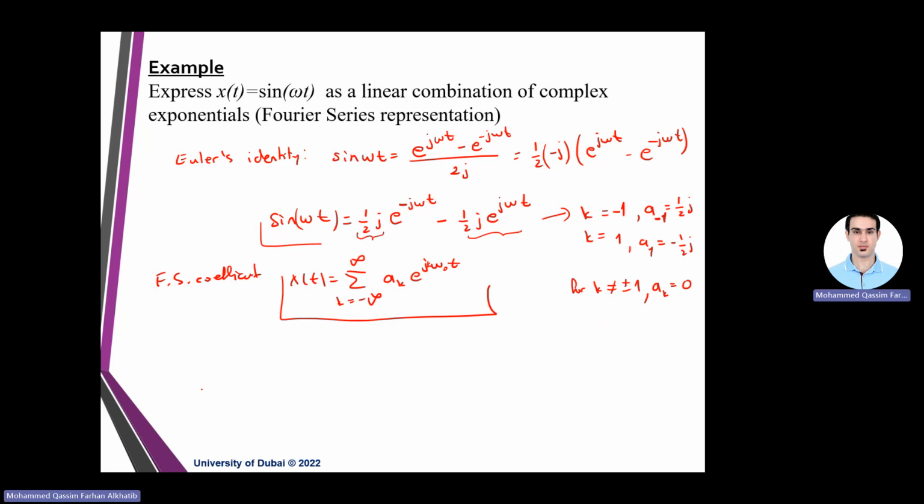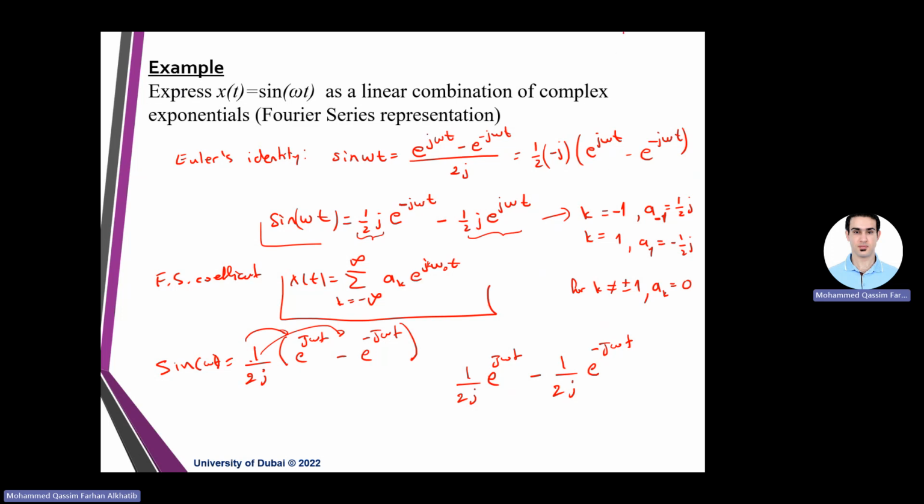Sine omega t, we can express it in exponential terms. Sine omega t equals 1 over 2j times e to the power j omega t minus e to the power negative j omega t, from the Euler identity. Now we can distribute this term. So I have 1 over 2j e to the power j omega t minus 1 over 2j e to the power negative j omega t.